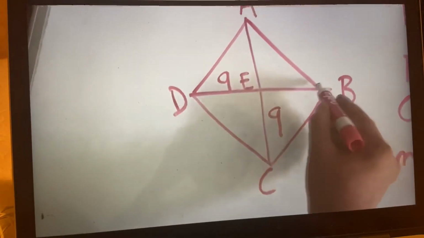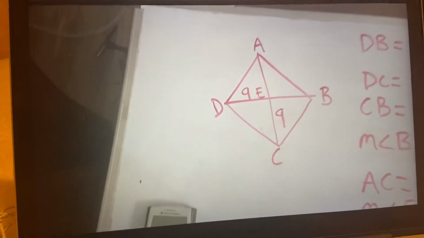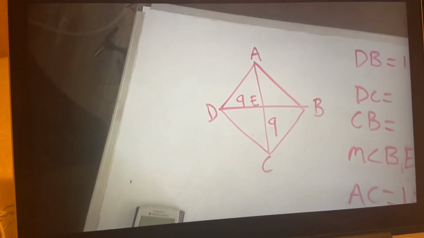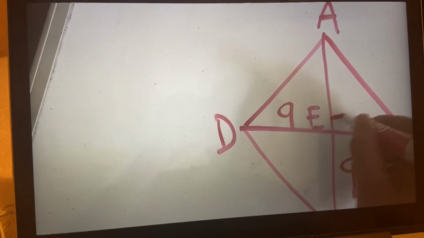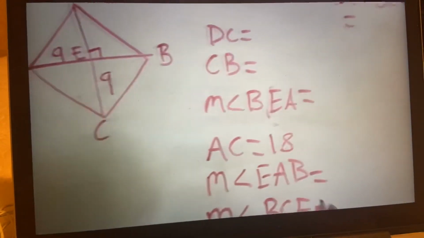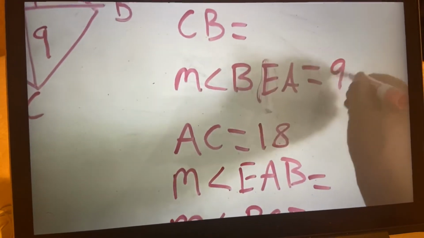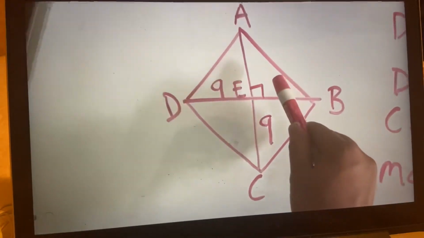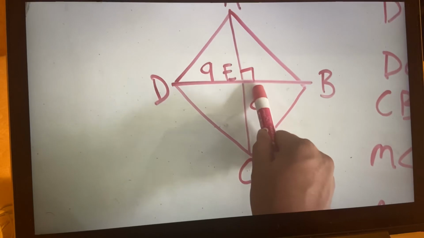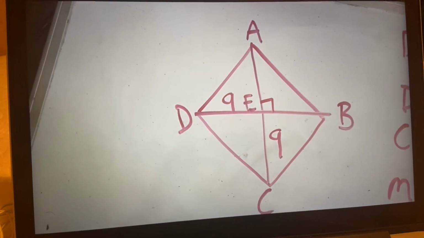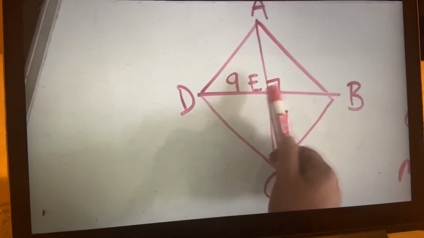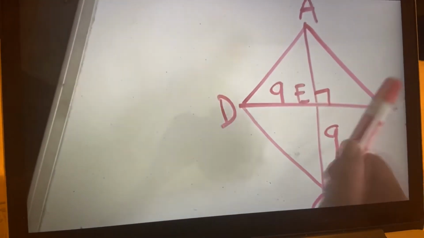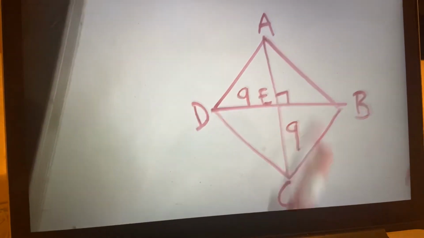Measure of angle BEA, which is right here, BEA, because diagonals are perpendicular, we know that diagonals create a 90-degree angle. So the measurement of angle BEA is 90 degrees. Now, if this is 90 degrees, what does this angle have to be? It has to be 90 degrees also. And if this is 90 degrees, then what does this angle have to be? It's also 90 degrees.